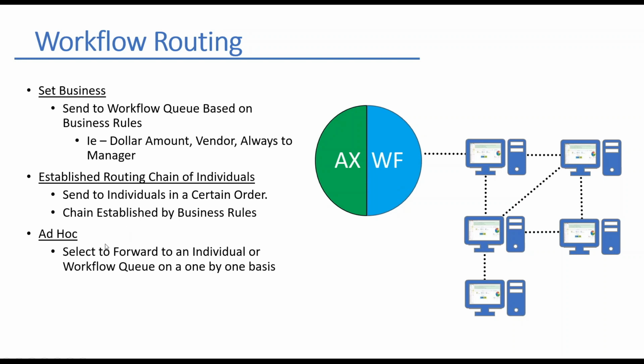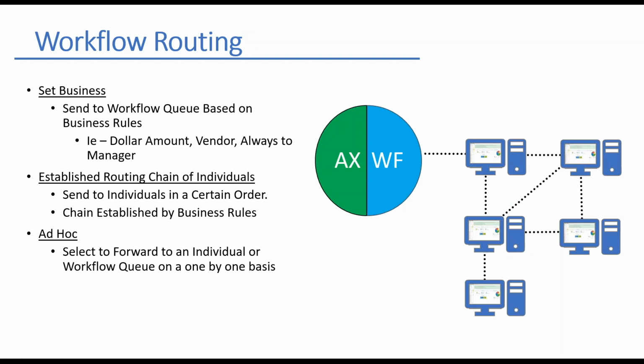The last way of routing workflow tasks is ad hoc. Maybe you don't know the business rule, or maybe you have a special case. Then you can look at it and say, I want to send this invoice to Mary. And then you manually select it and it gets forwarded over to Mary.